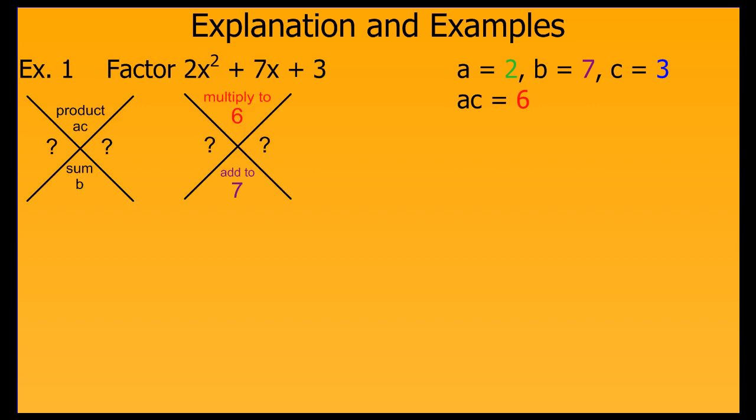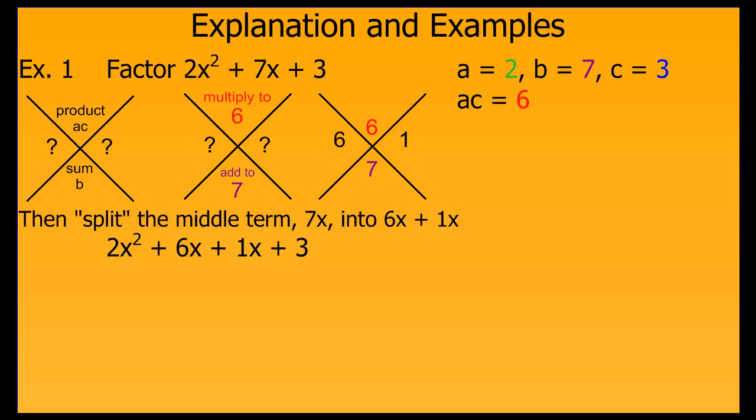Now we use our X graphic. We want to put the product ac in the top spot and the value of b in the bottom spot. For this problem, that means we put 6 on the top and 7 on the bottom. So now we need to find two numbers that multiply to 6 and add to 7. 6 and 1 are two numbers that multiply to 6 and add to 7, so we fill those in our other two spaces.